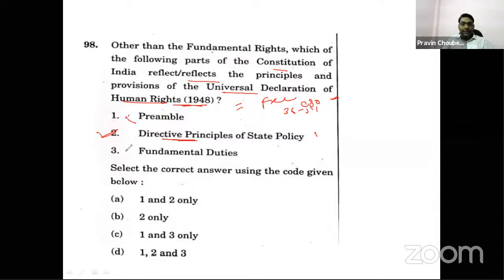So this should not be preamble or fundamental duties. Fundamental duties are like just instructions given. What should be our duty while enjoying our fundamental rights? What are the duties of the citizen? So only 2 will be the correct answer. So the directive principle of state policy is where you will see them talking the most about human rights.